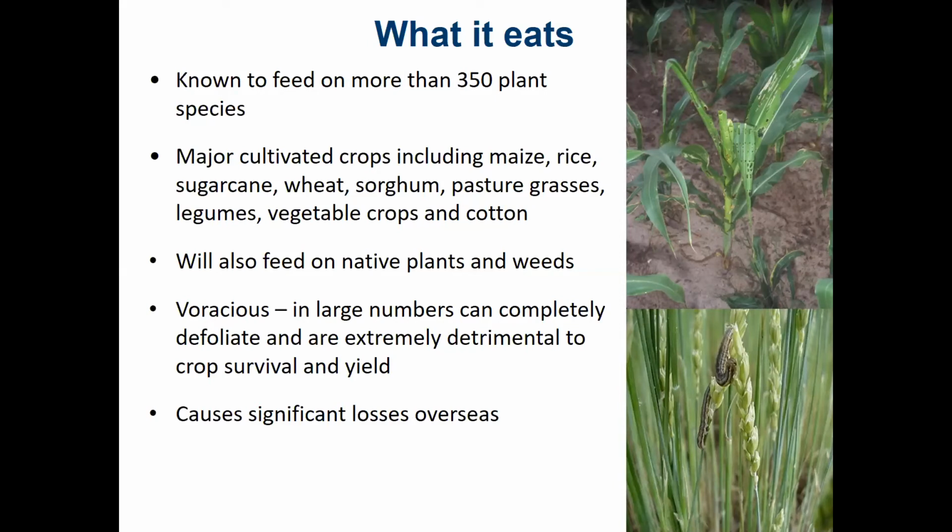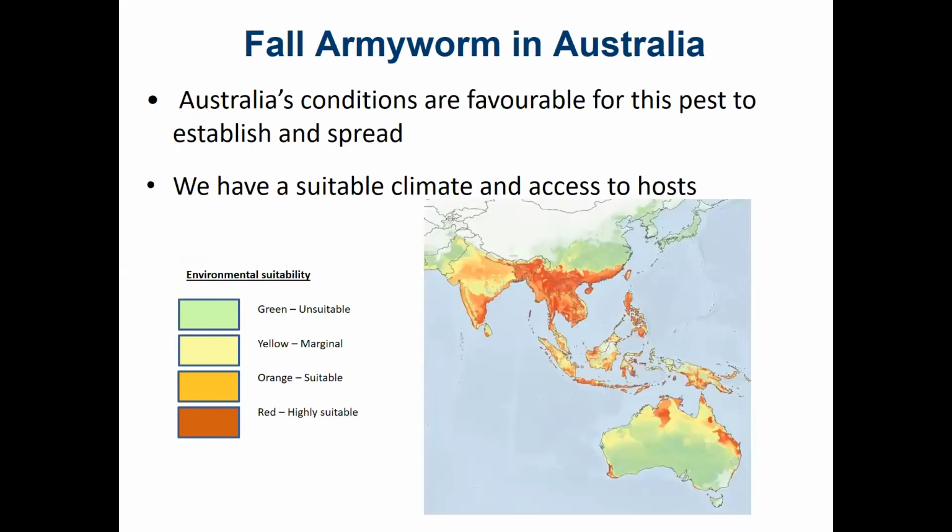The other reason this insect is considered an important pest is because it is voracious, and in large numbers overseas has defoliated crops in a fairly short period of time. However, individually or even in small numbers, fall armyworm may not have a significant impact. Australia's conditions are favorable for this insect.